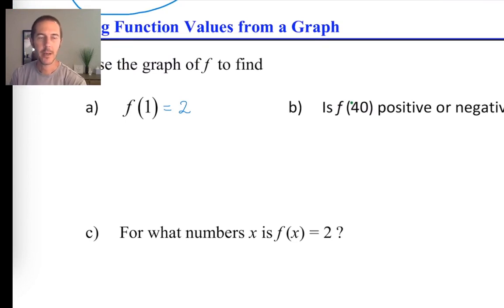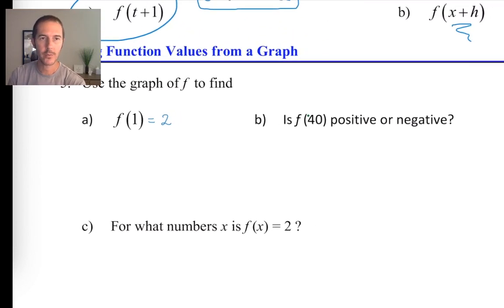The domain value of 1 has a corresponding range value of 2. F of 1 equals 2 means that there's a point that we could plot somewhere that has coordinates (1, 2). It's an input value of 1 and an output value of 2, so we can say that a bunch of different ways.